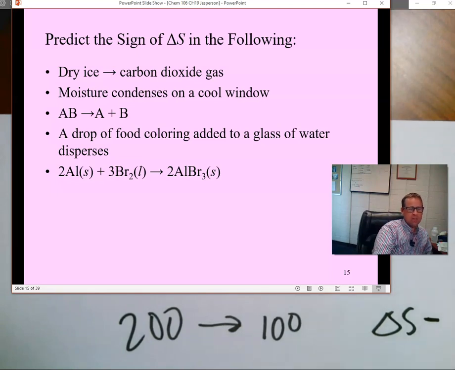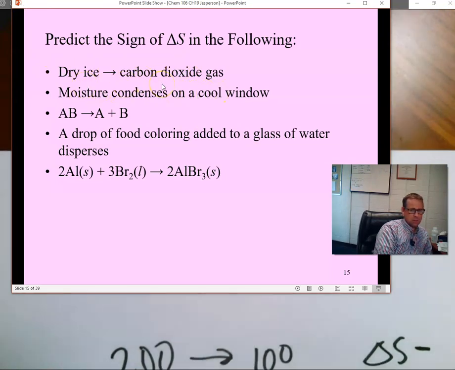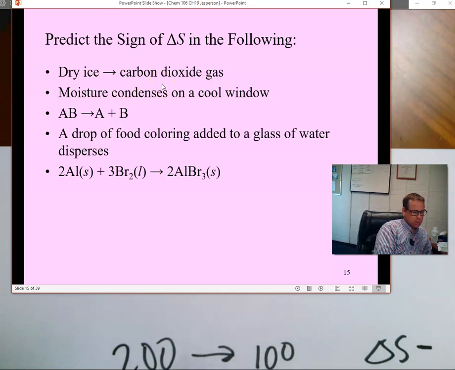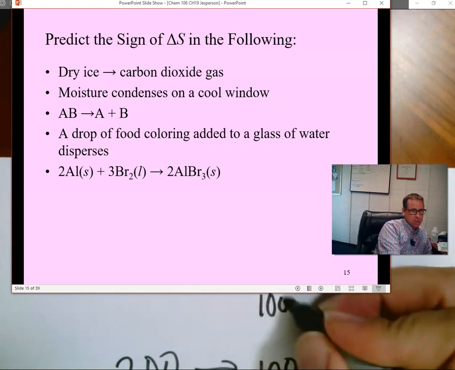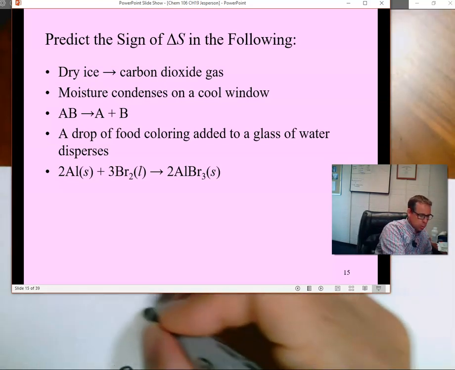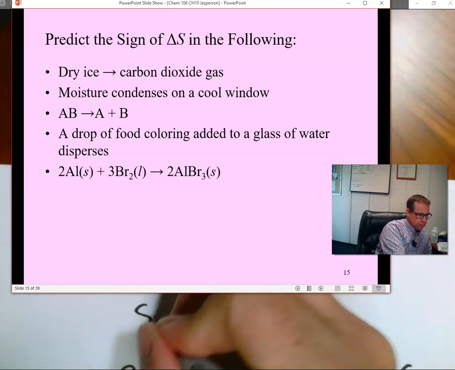Delta S is going to be negative. Let's look at this dry ice one. Make sure I did that one right. Solid to a gas, liquid, gas to a liquid, solid to a gas. So products minus reactants. Gas here, let's say if this was 100, the dry ice is more ordered. So it's 50. There we go.